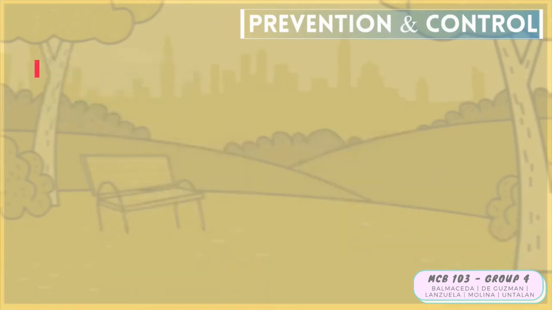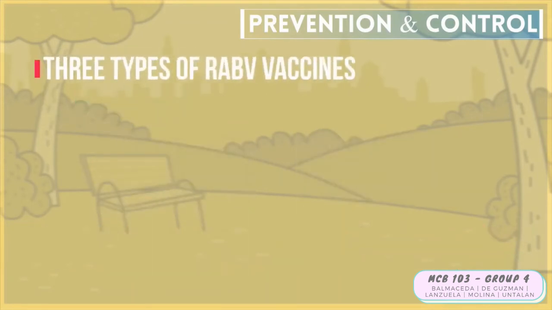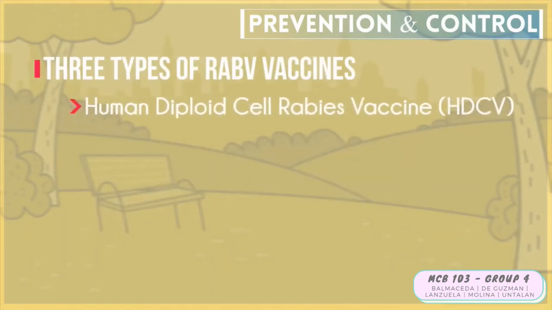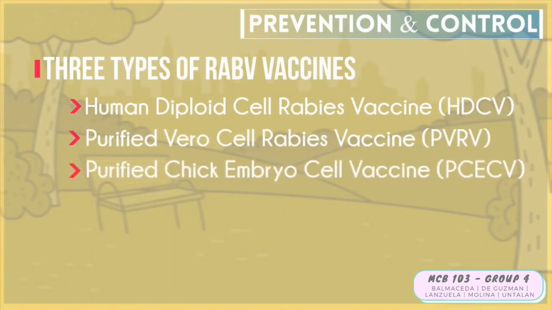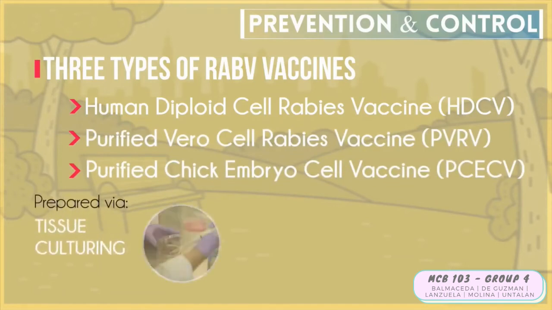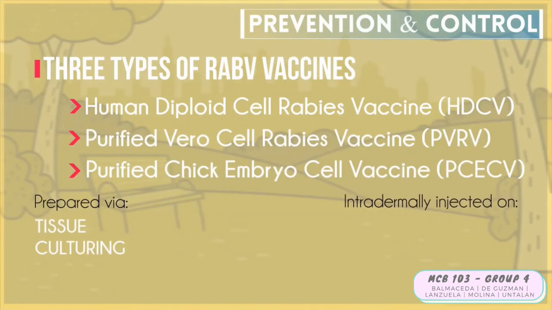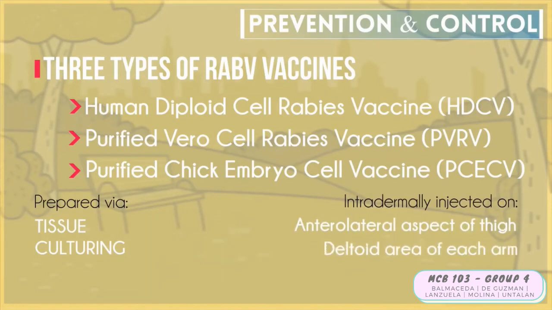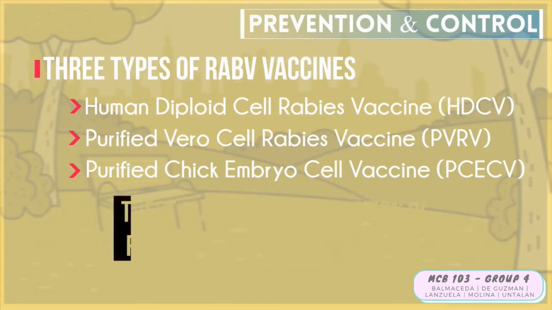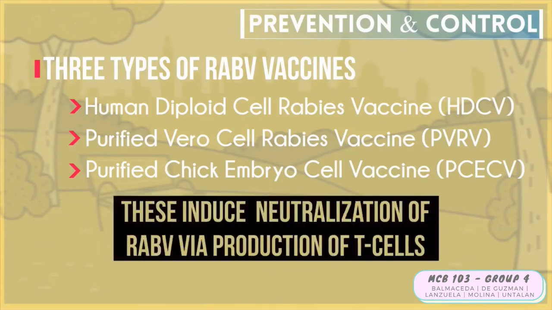There are 3 types of rabies vaccines that provide anti-rabies protection. First, human diploid cell rabies vaccine. Second, purified virus cell rabies vaccine. And third, purified chick embryo cell vaccine, which are all prepared via tissue culturing and are intradermally injected on the anterolateral aspect of the thigh in infants or at the deltoid area of each arm in children and adults. These vaccines induce neutralization of the rabies virus via production of T cells.